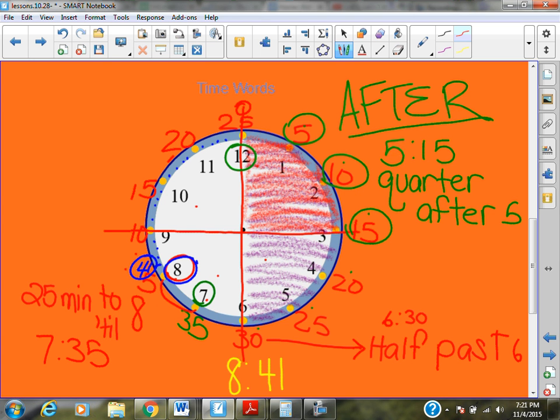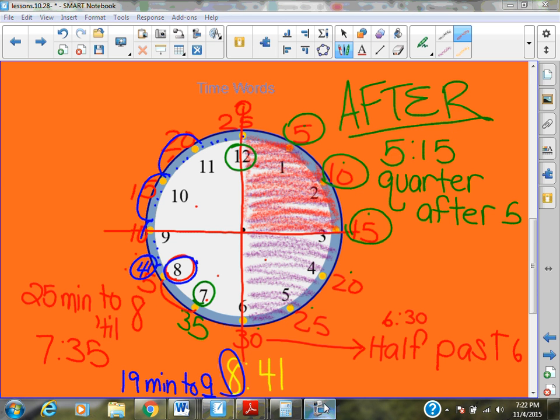So I'm going to count 5, 10, 15, and then I can't count another 5, so now I'm going to count by 1. 16, 17, 18, 19. So 8:41 could also be called 19 minutes to 9 because 9 is the next hour after 8. And so those are using time words to describe the time.